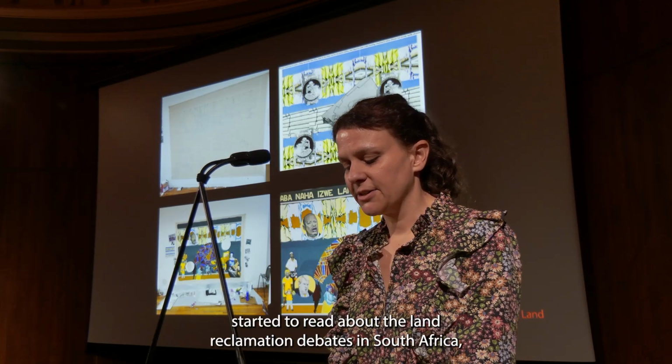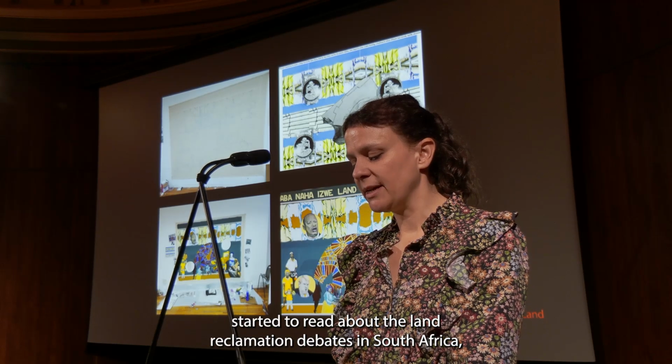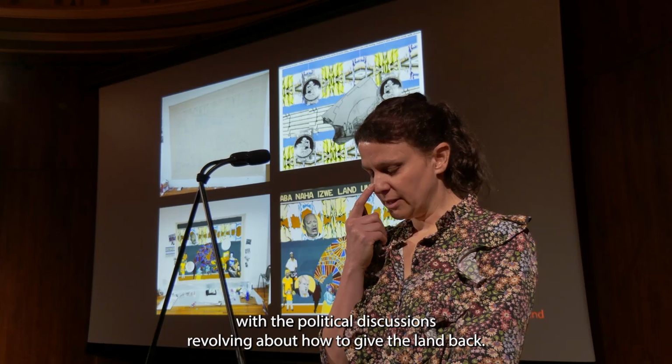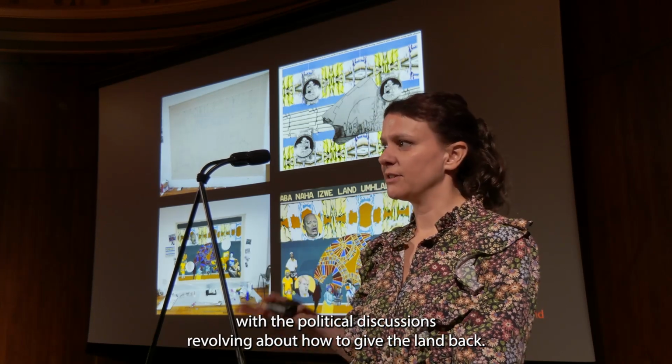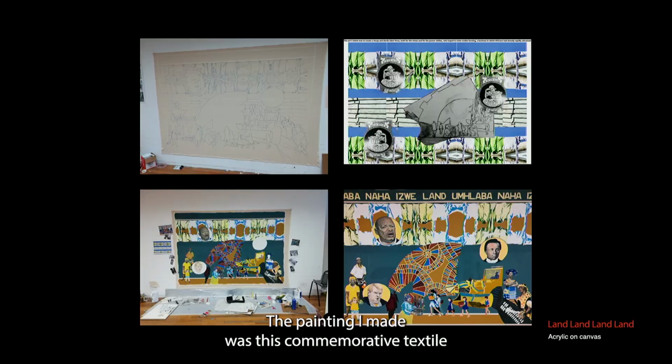In 2018, I started to read about the land reclamation debates in South Africa, with the political discussions revolving around how to give the land back. The painting I made was this commemorative textile similar to the Mandela one, but I started turning it into a mural because I was thinking of war, because this was all about the destruction of buildings. And I added the personalities who were the most vocal and the culturally iconic images.